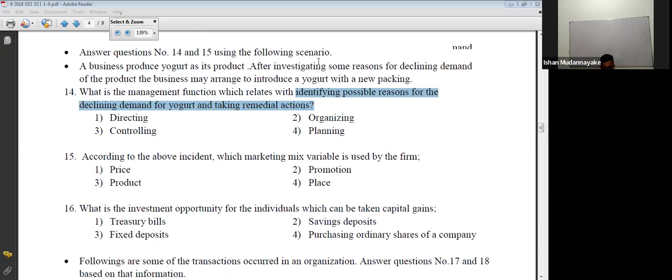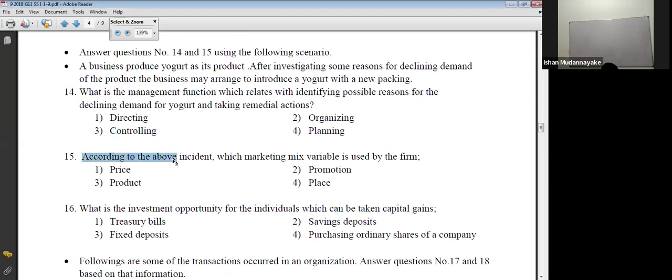Nadilya, correct. Yes, Yasindu, correct. Identifying possible reasons for the decline in demand and taking required actions. What's the answer? Controlling. The last function of management, controlling. The third one is the answer. Right, look at question 15.